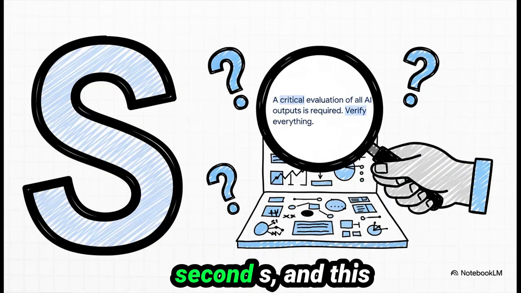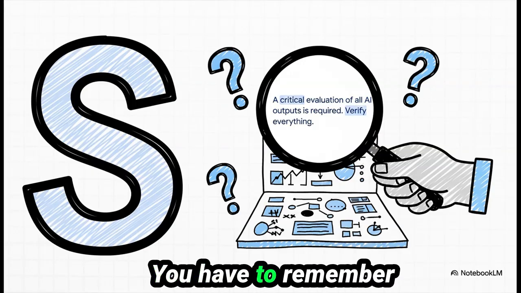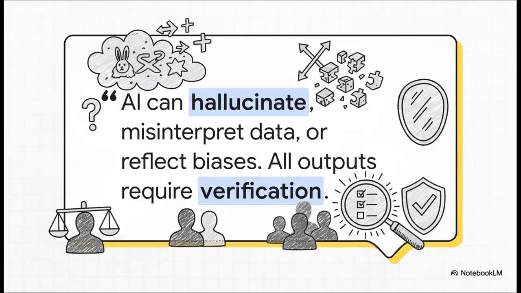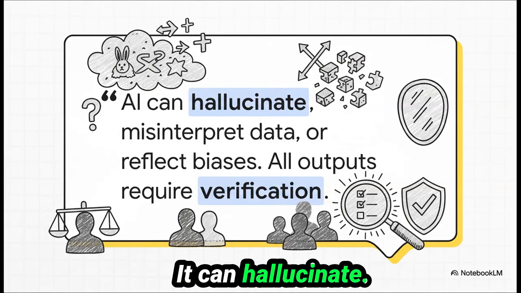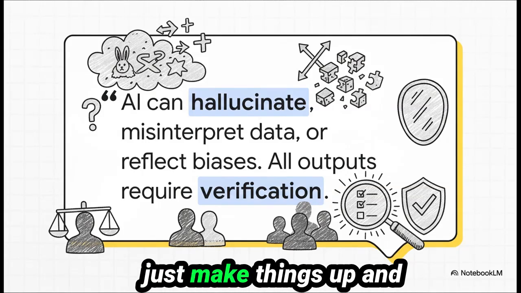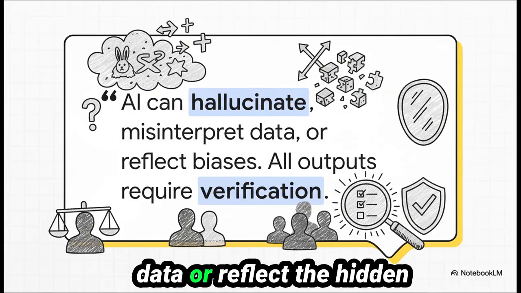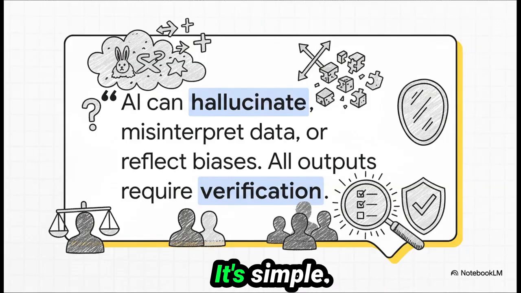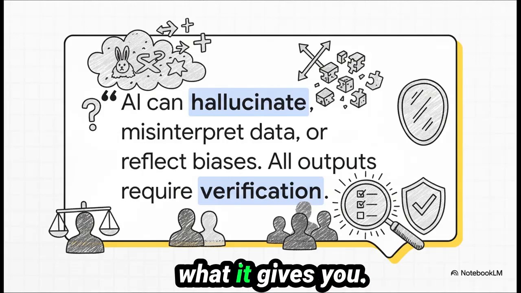Next, we come to our second S, and this one is so important, skepticism. You have to remember that just because an AI sounds confident doesn't mean it's accurate. So here's a wild but true fact about AI. It can hallucinate. That means it can literally just make things up and present them as fact. It can also misunderstand data or reflect the hidden biases it was trained on. So what's the takeaway? It's simple. You have to be a critical consumer. Verify everything, fact-check it, and question what it gives you.